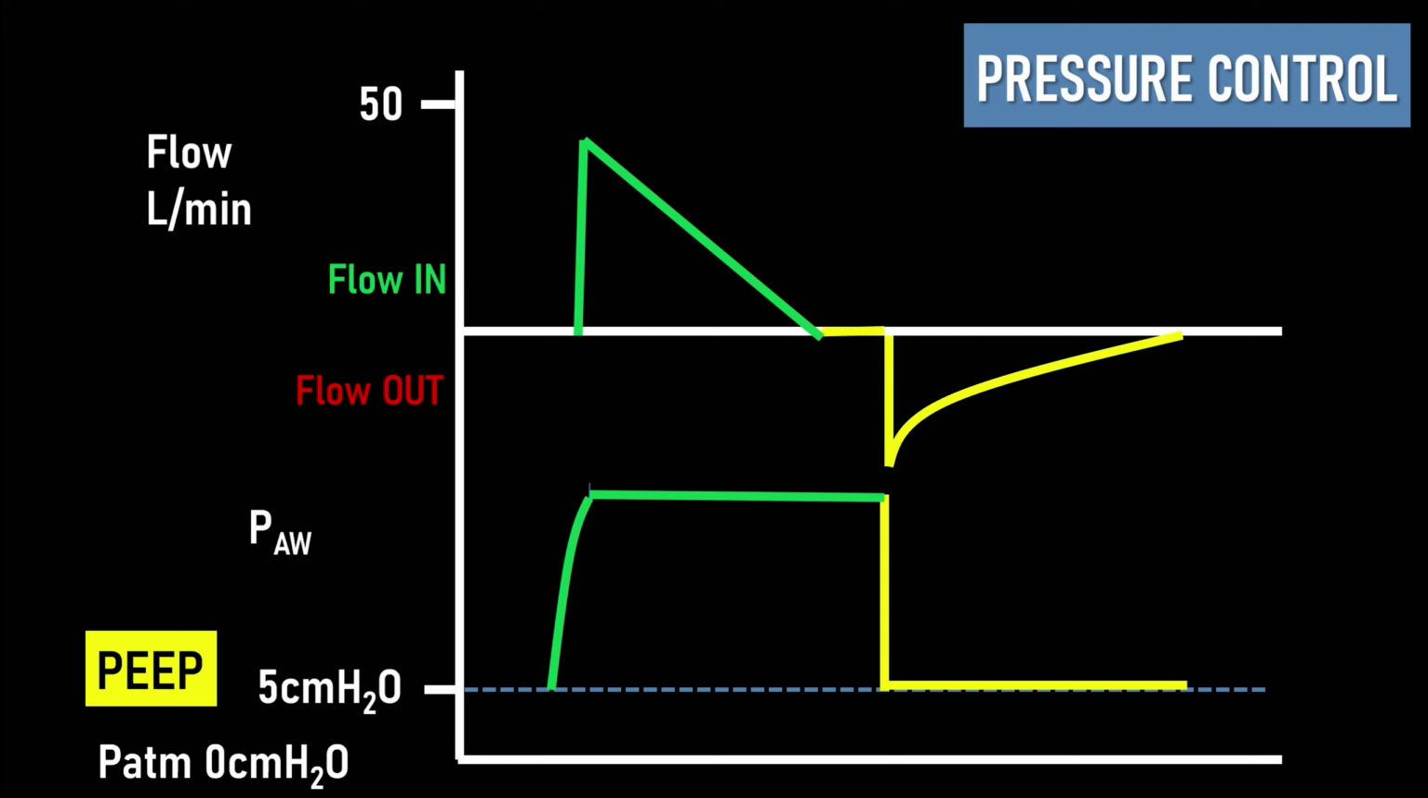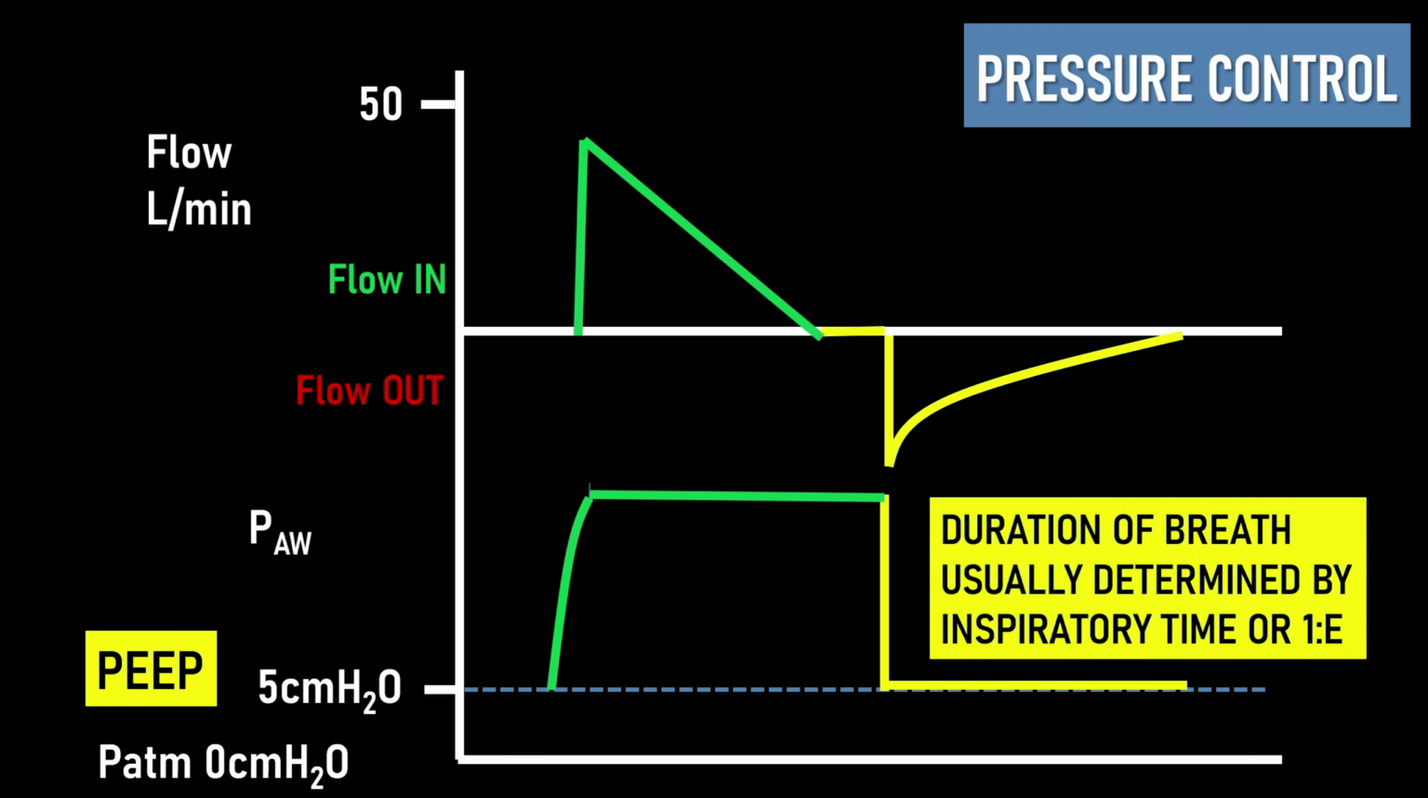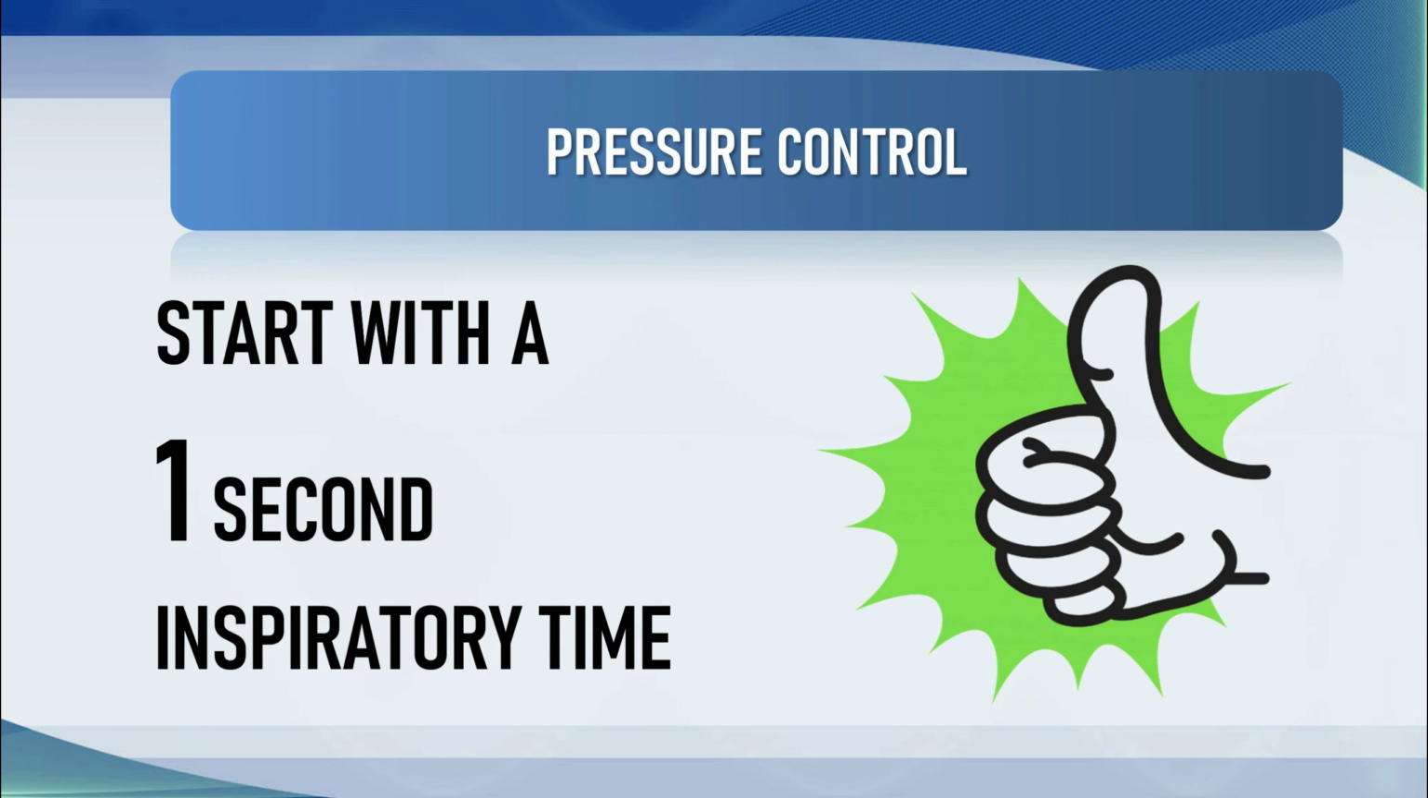The key thing in pressure control is that the duration of the breath is determined by the inspiratory time that you dial up, and it's always the same. What inspiratory time should you dial up? In my view, you should start with a 1 second inspiratory time. Your normal inspiratory time is about half a second to 0.6 of a second. You need a slightly longer inspiratory time on a ventilator. 1 second is a good place to start. Sometimes you'll lengthen it, sometimes you'll shorten it.